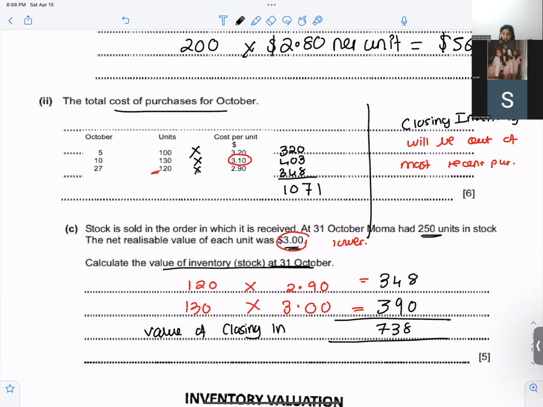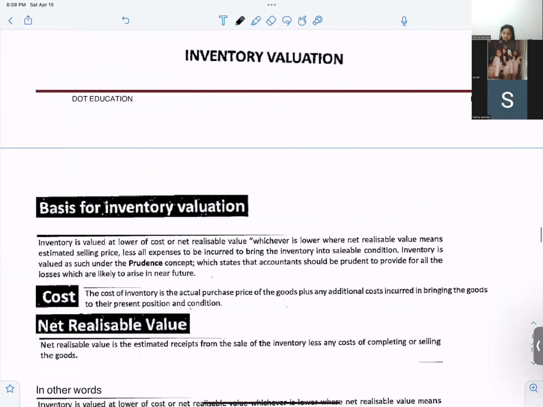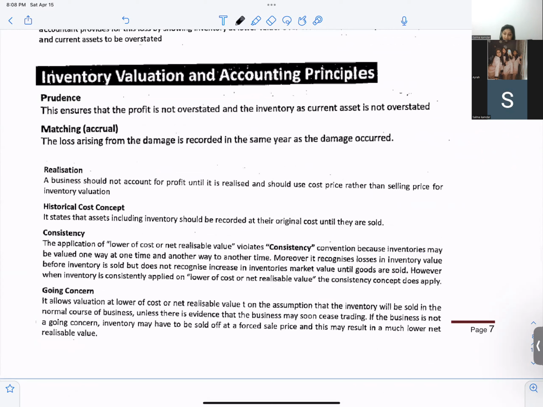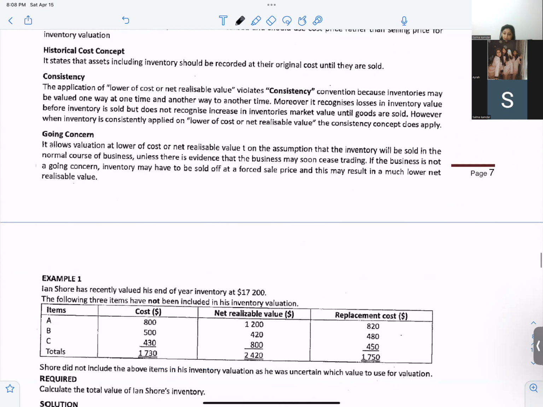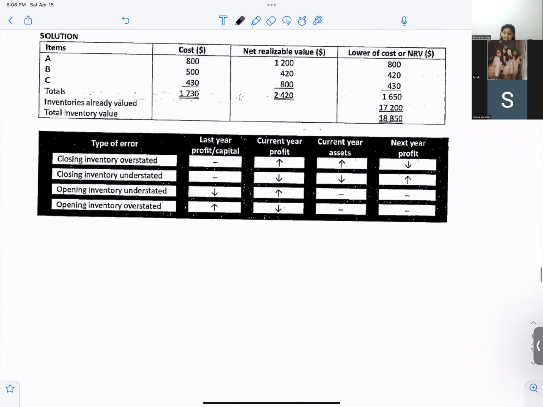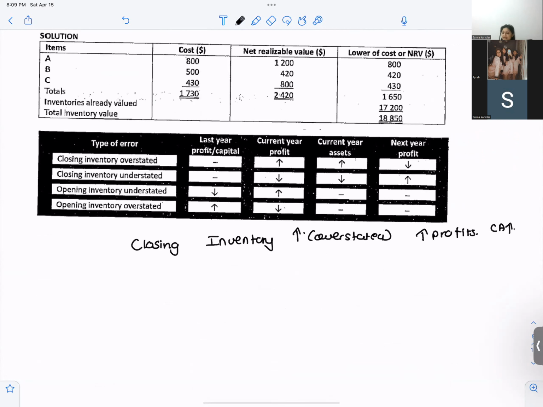Okay. You treat your closing inventory as income. So if you treat your closing inventory as income, tell me if your closing inventory is overstated, what will happen to your profits? Profit will also be overstated. And your current assets? Overstated. Your current assets will also be overstated. And how about your next year's profit?